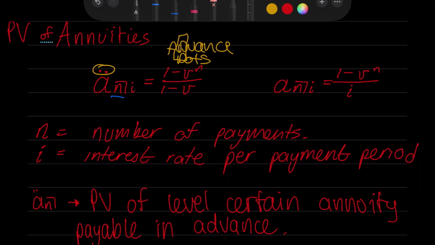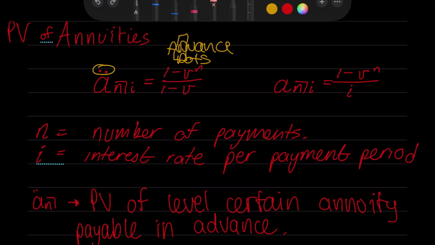We check that both of them have an N. What this N means is that that's the number of payments. Maybe one payment each month for a year, that would be 12 payments, or one payment per year for 12 years, 12 payments. The I here is the interest rate, but take note that I said it's the interest rate per payment period. So these two, the I and the N in our formulas, they always need to match.